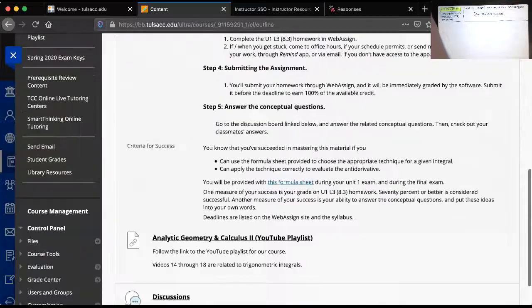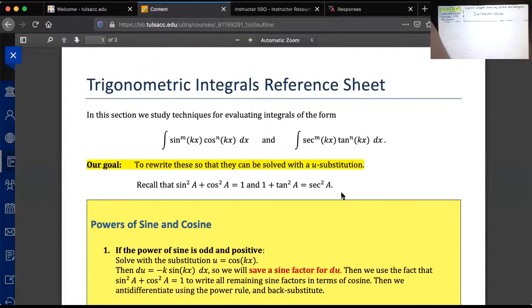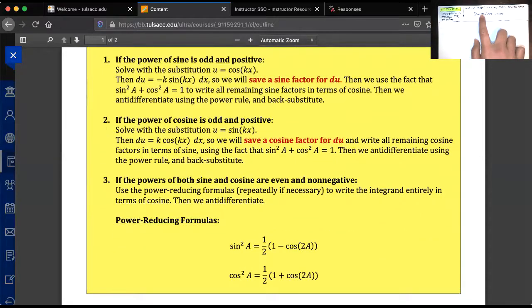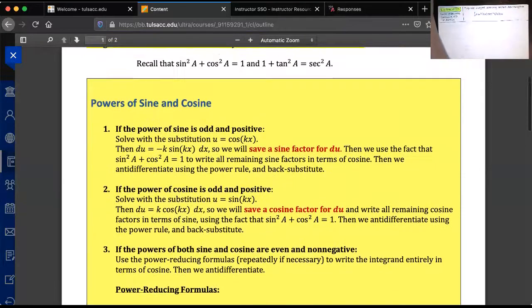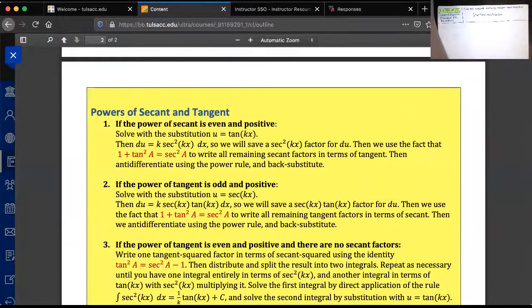Scroll down. This is the formula sheet that you'll have during the Unit 1 exam for trigonometric integrals. So it tells you everything that you're supposed to do. You don't have to memorize this. You can use this as a reference. It's a 2-page summary. It doesn't have all the examples that the notes have, but it gives you the guidelines. And we're looking at, look at this, tangent squared of a constant times x times secant to the fourth of a constant times x. We've got powers of sine and cosine, those guidelines there. Powers of secant and tangent over here.